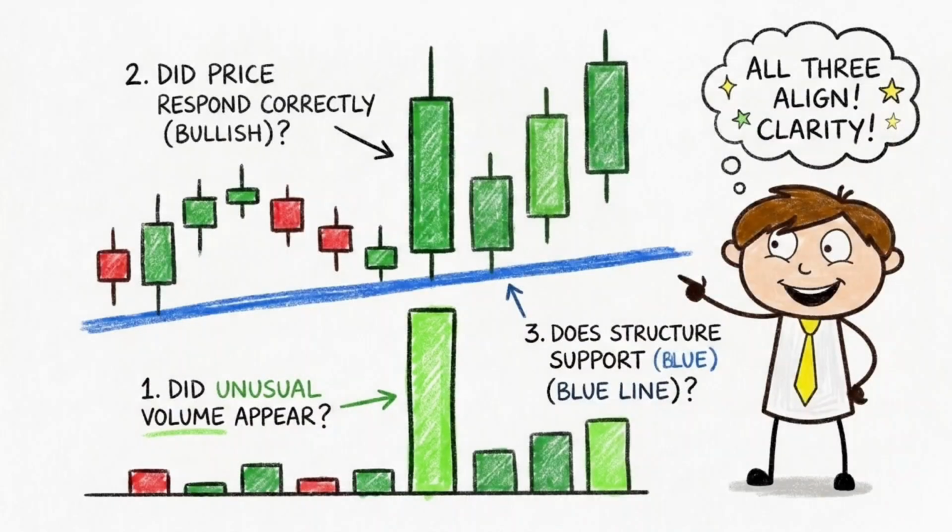So before you act, always ask yourself 3 questions. Did unusual volume appear at this level? Did price respond the way it should based on that volume? And does the overall structure support the idea? If all 3 align, you're no longer guessing, you're reading the market with clarity.